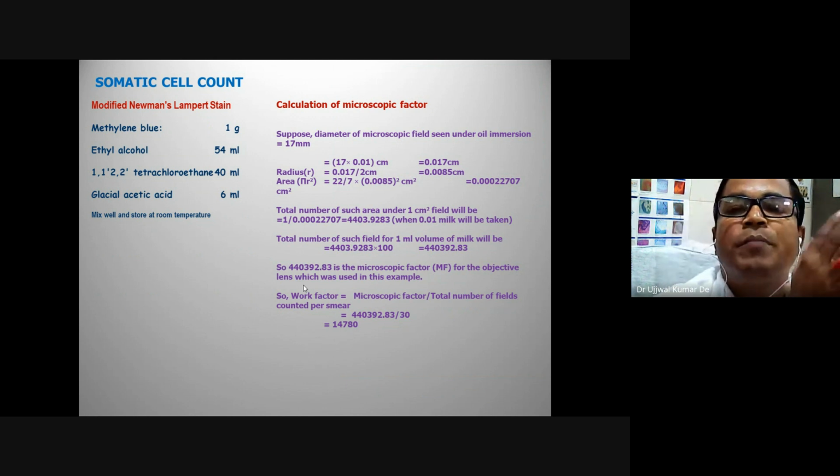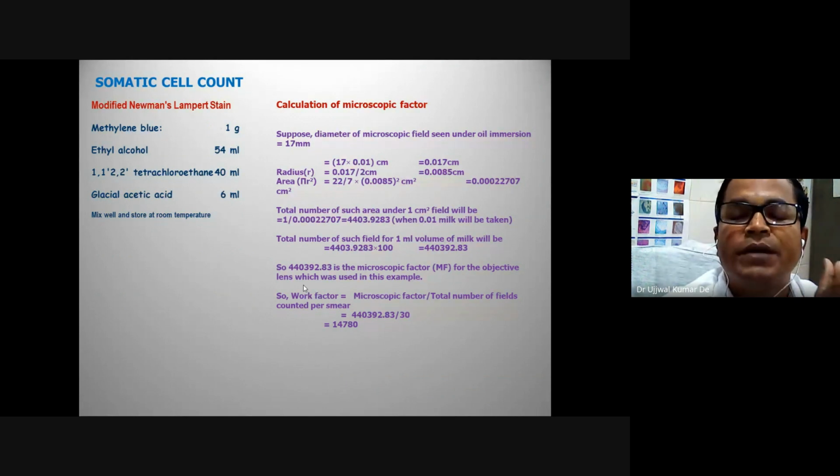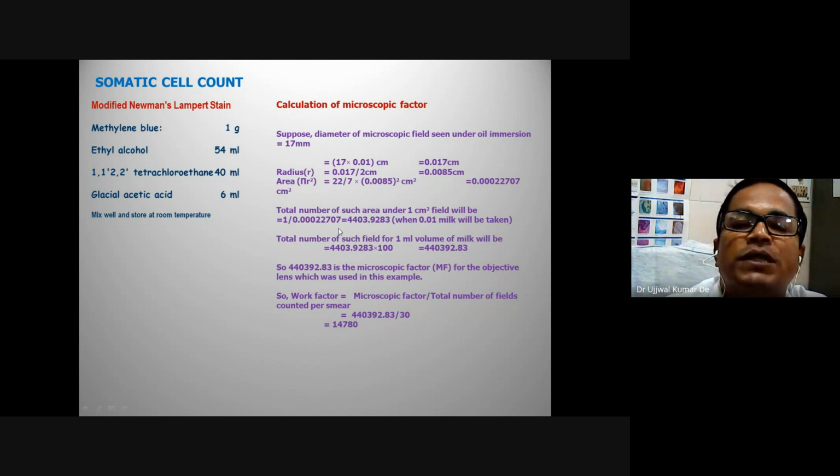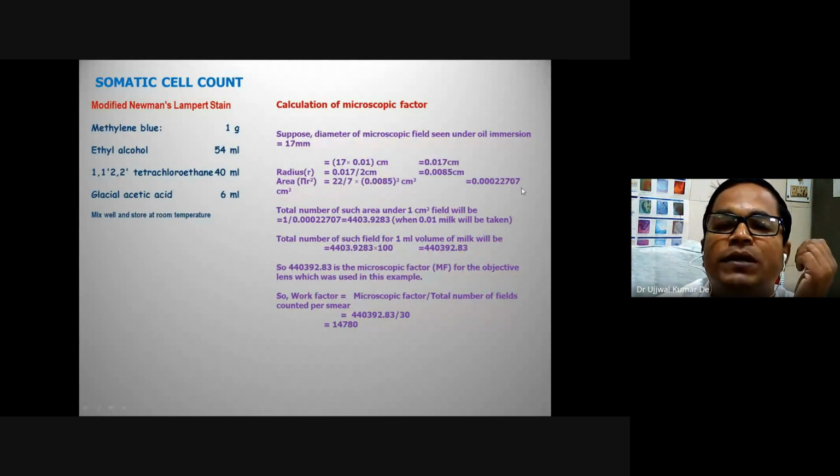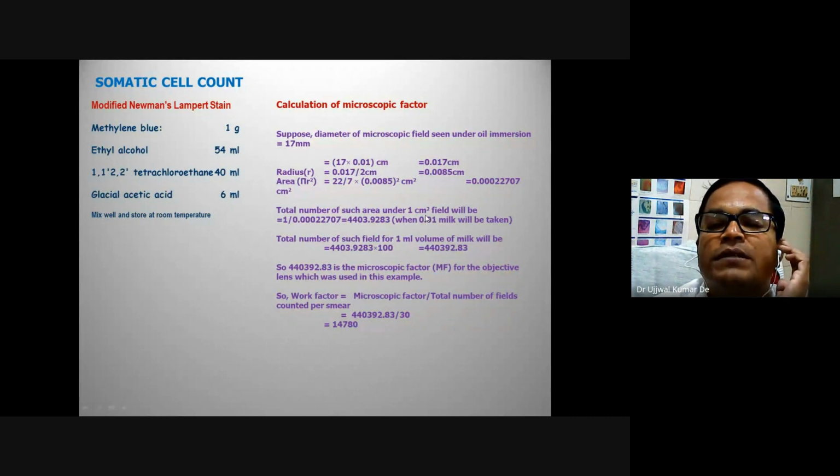we have to know the microscopic factor of the microscope. So how will you determine the microscopic factor? A stage micrometer slide is available. You have to see the diameter of the microscopic field, the focus area. Then from the radius, the area is calculated. From this area, relative to the fixed 1 square centimeter and the 10 microliters, this factor will be calculated. This is a simple formula, using pi as 22/7.